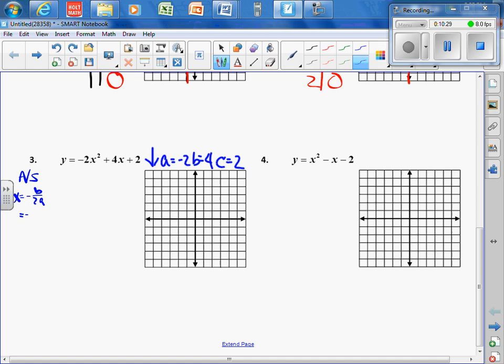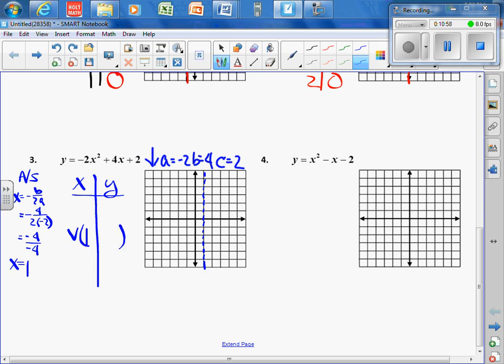Now, here's the negative sign. B is equal to 4 over 2 times -2. That's -4 over -4. X equals 1 is the axis of symmetry. Now what? You make a table of values where 1 is the vertex. You're going to mark that V for vertex.